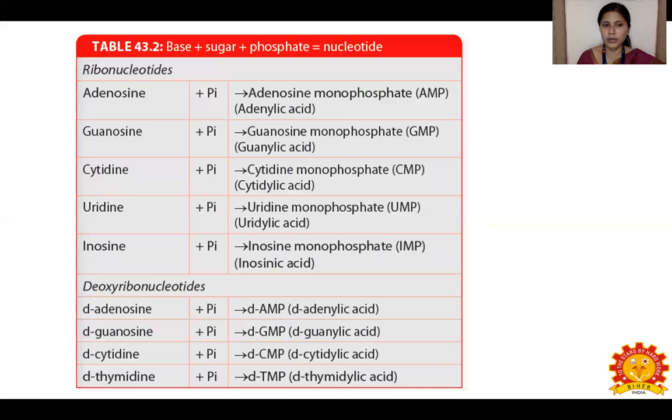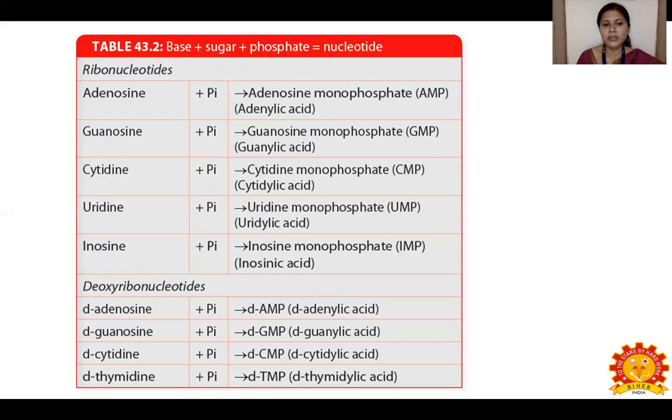Now if you see the naming pattern of the nucleotides, adenosine already was there, with the sugar and base. When phosphate is added, the name is adenosine monophosphate. The short form is AMP, and we can also call it adenylic acid. Similarly, with guanosine, it will be guanosine monophosphate or guanylic acid. Cytidine plus phosphate is cytidine monophosphate or cytidylic acid, CMP. Uridine plus phosphate will be uridine monophosphate, UMP or uridylic acid. Inosine plus phosphate will be inosine monophosphate or IMP or inosinic acid.